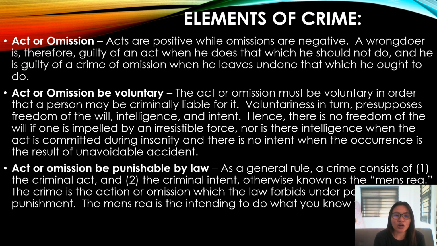Next, act or omission be punishable by law. As a general rule, a crime consists of 1, the criminal act, then 2, the criminal intent, otherwise known as the mens rea. The crime is the action or omission which the law forbids, and mens rea is the intending to do what you know. So, yan naman yung act or omission punishable by law. Okay? Mas maiintindihan nyo yan once na nakuha nyo na yung subject nyong law 1. Or mas maiintindihan nyo pa ng maayos.